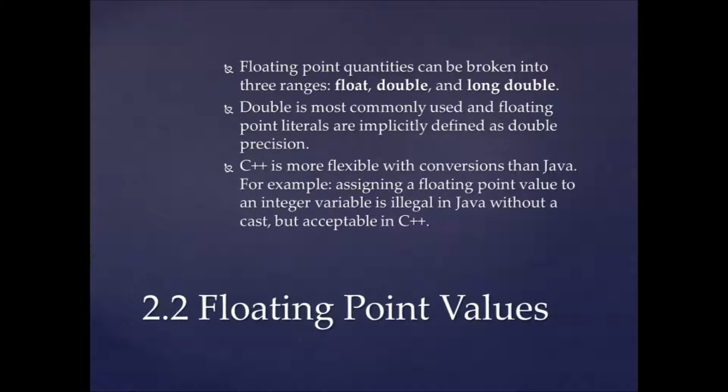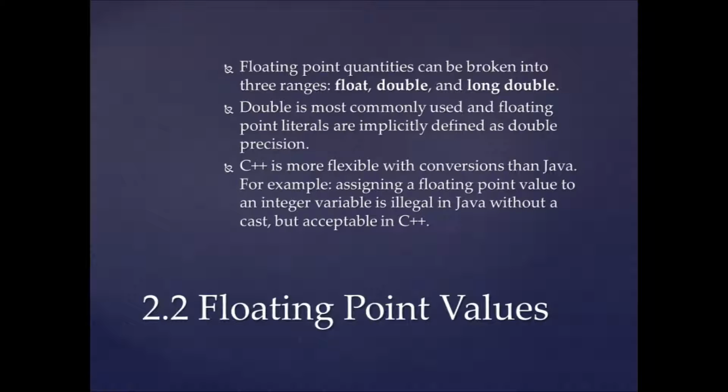2.2 Floating point values. Floating point quantities can be broken into three ranges: float, double, and long double. Floating point literals are most commonly implicitly defined as double precision. C++ is more flexible with conversions than Java.